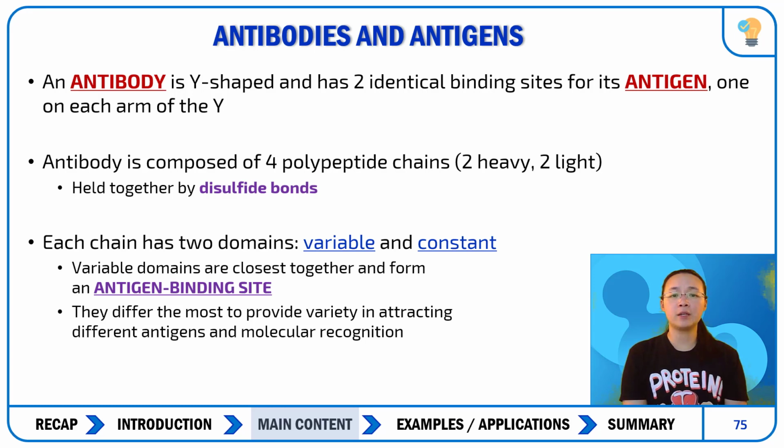Another great example would be antibodies and antigens. An antibody is Y-shaped and has 2 identical binding sites for its antigen, one on each arm of the Y shape. An antibody is going to be composed of 4 polypeptide chains, 2 heavy and 2 light, which are held together by disulfide bonds. So why don't we take a closer look?